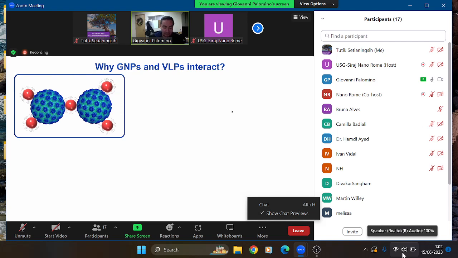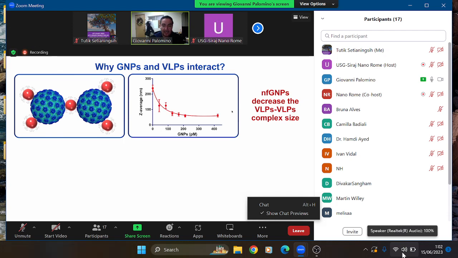The next question is why they interact. We know that the human papillomavirus capsids are essentially positive, and gold nanoparticles are negative. So we considered as a hypothesis that the gold nanoparticle can function as a bridge between two virus-like particles, increasing its size. Nevertheless, when we added the gold nanoparticles to the VLPs, the size of the complex was reduced to something that resembles single virus-like particles. And we didn't expect that.